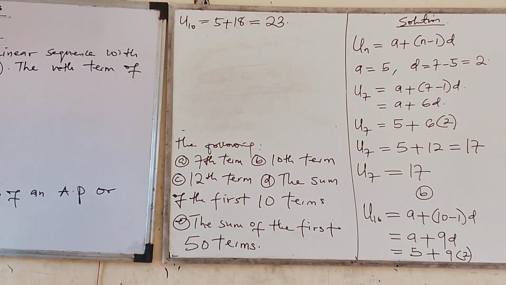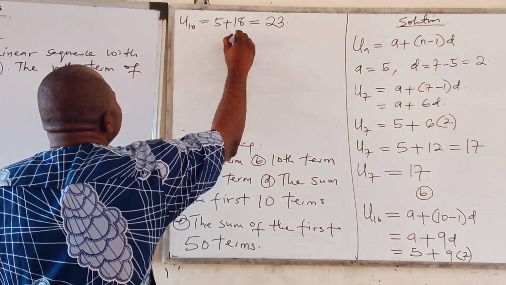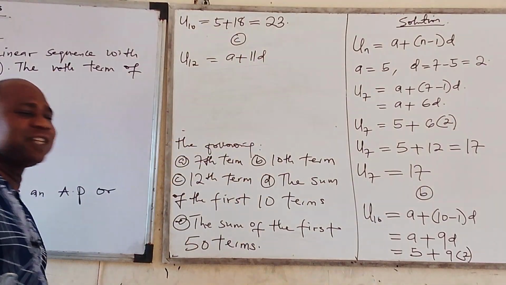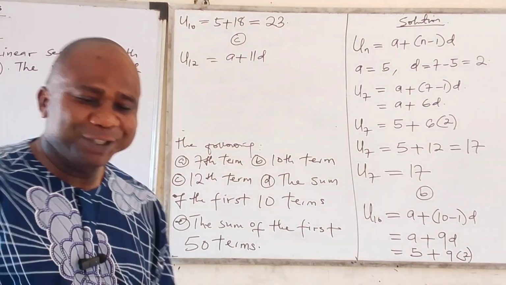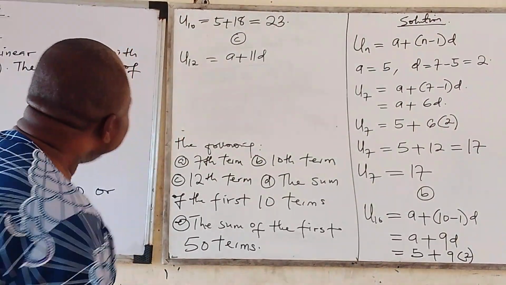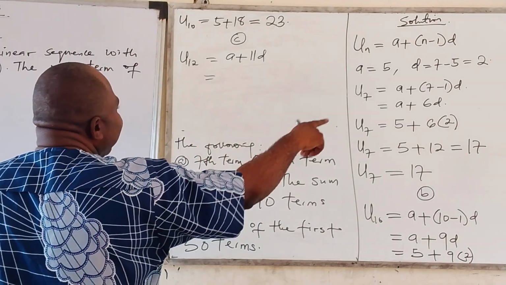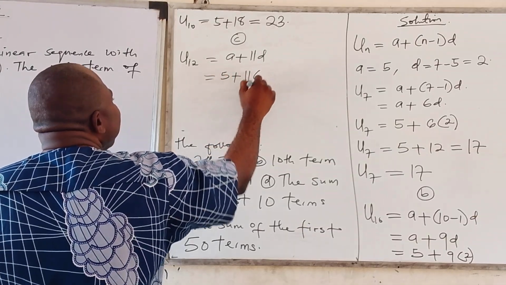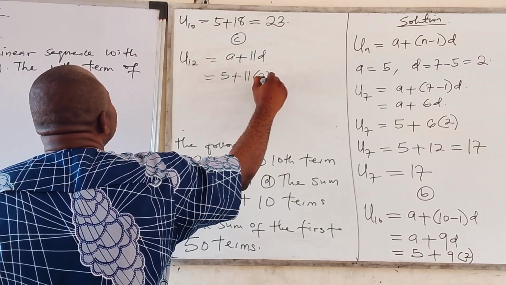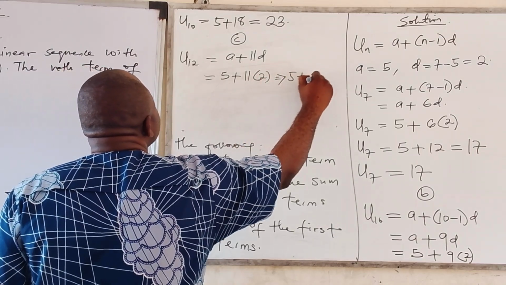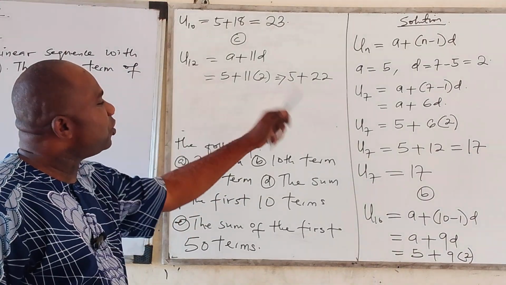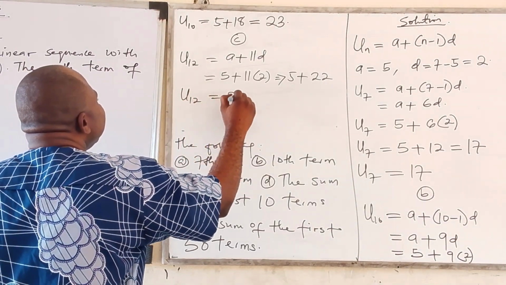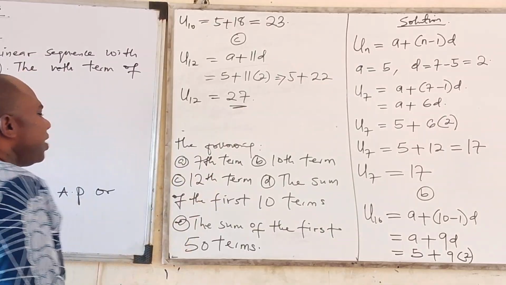That's the 10th term. Now let's see the 12th term, that's C. U12 will be equal to A plus 12 minus 1 times D, which is the same thing as A plus 11D. Let's plug in the values of A and D. The value of A is 5, so we have 5 plus 11 times 2, which is 5 plus 22, because 11 times 2 is 22. So U12 will be equal to 27. That's the 12th term.